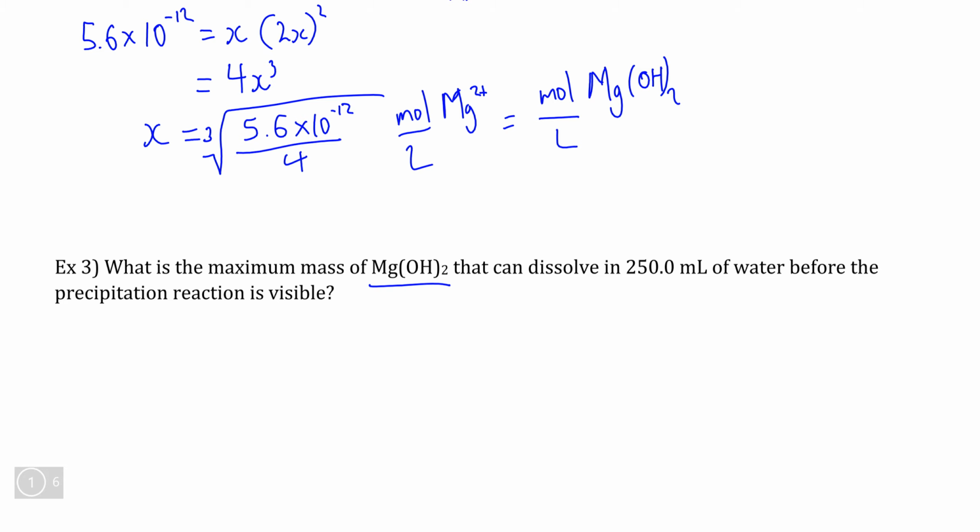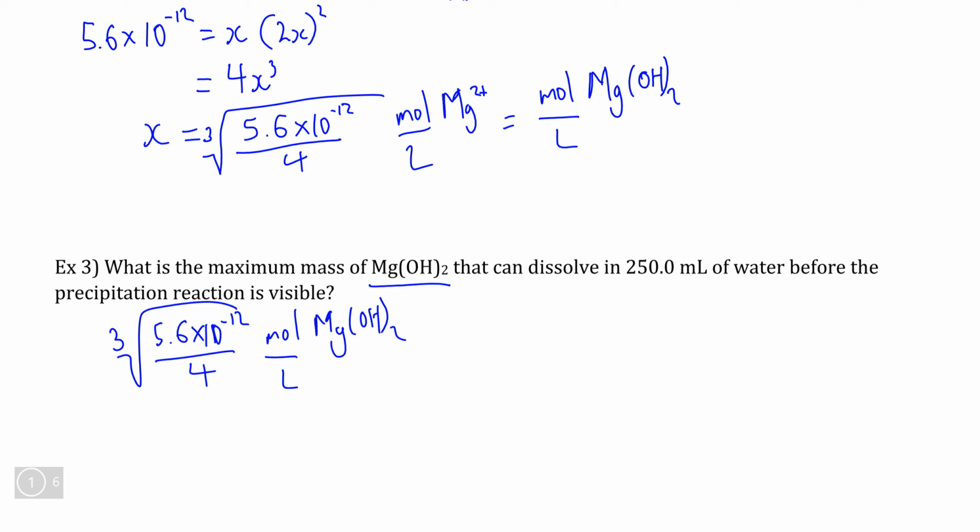which means that we can just take the value of x and apply our calculations to this. So we know that x is equal to the cube root of our KSP, 5.6 times 10 to the negative 12 divided by 4 moles of Mg(OH)2 per liter. And if we want to find the maximum mass of this that's able to dissolve in a specific volume, we need to multiply by the volume here. Of course, we need to change these units to liters, so 250 milliliters is the same thing as 0.2500 liters.